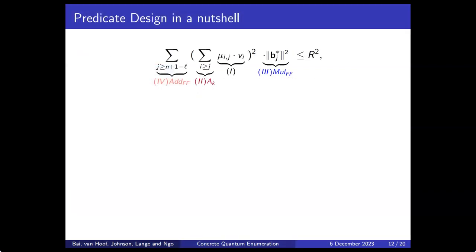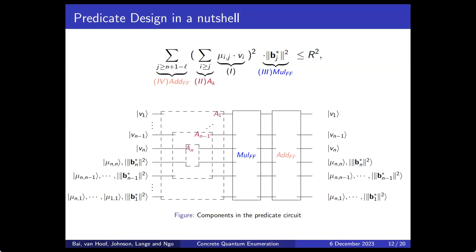Okay, so remember in our circuits, we need to make sure that when we enumerate, the condition is satisfied. This condition we can separate into four smaller modules. Here is the picture of the predicate circuit. In the first module, we will compute mu_ij times v_i. Here v_i are integers, so the product between mu_ij and v_i is just an integer multiple.